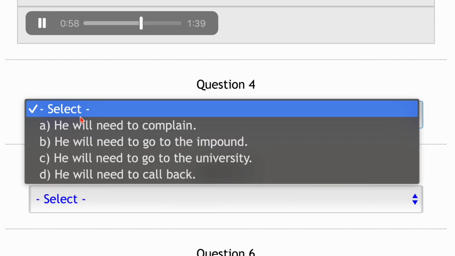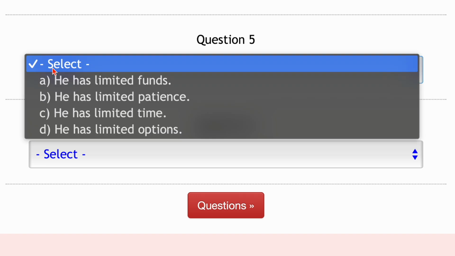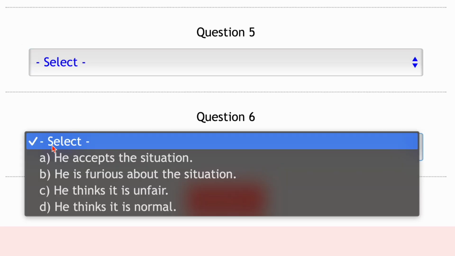Question 4. How will the man need to get his car? Question 5. Why might the man be worried? Question 6. What is the man's attitude towards his situation?